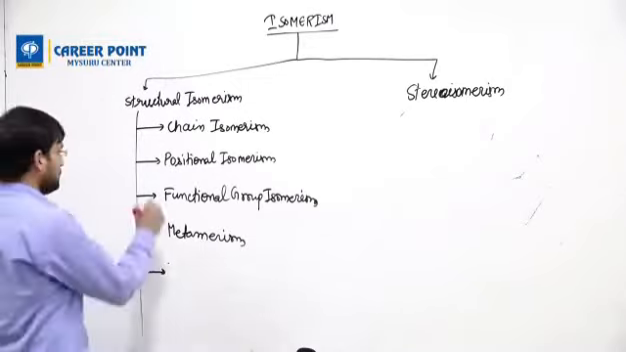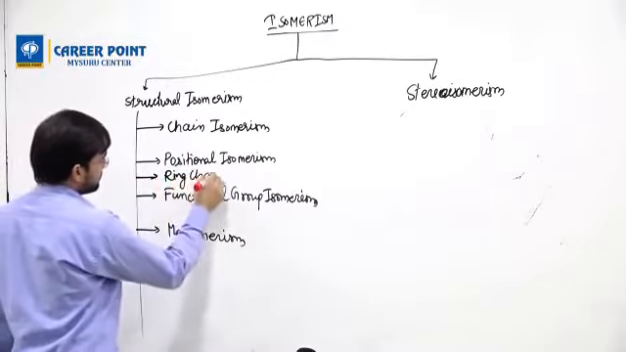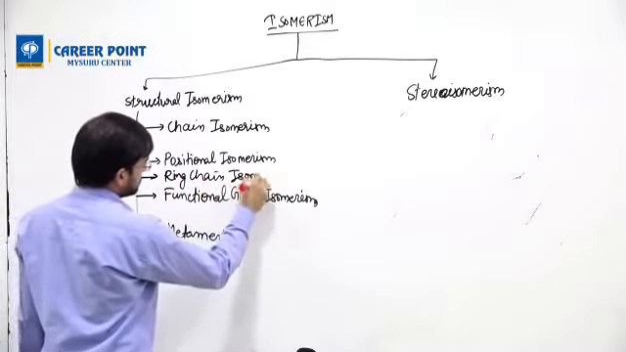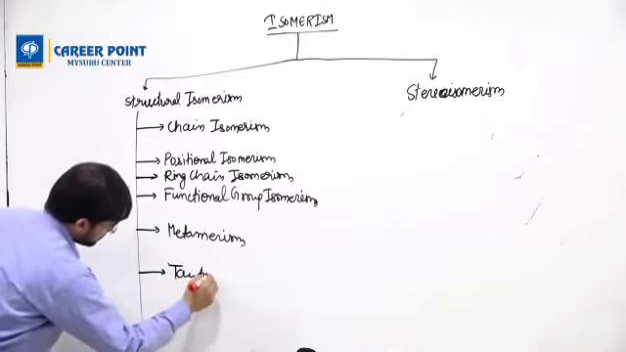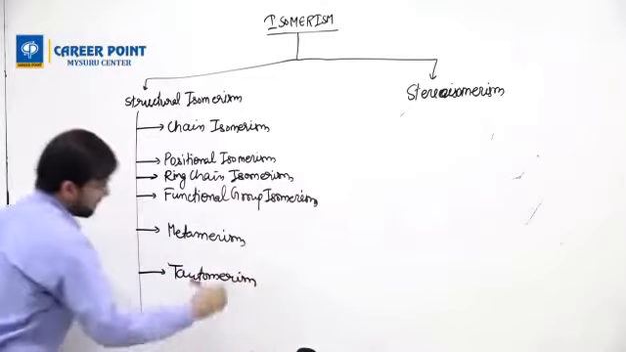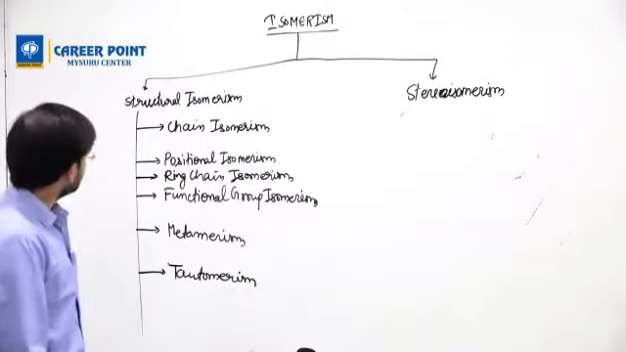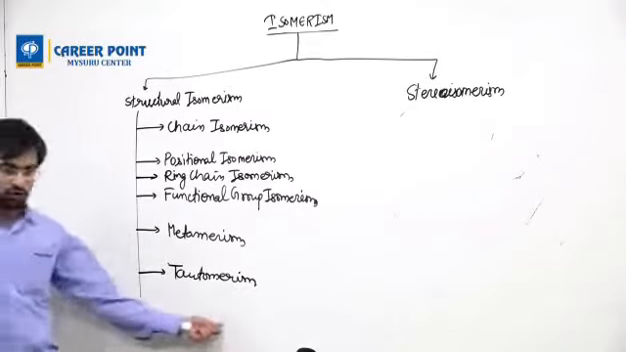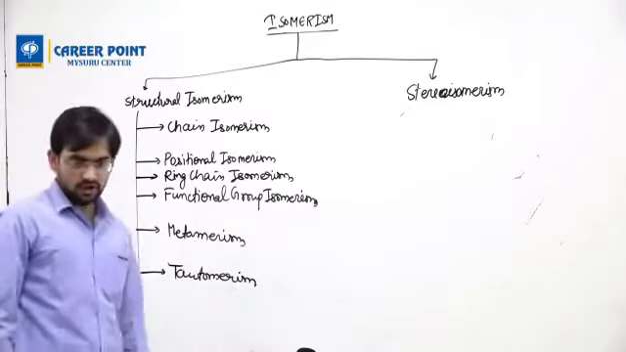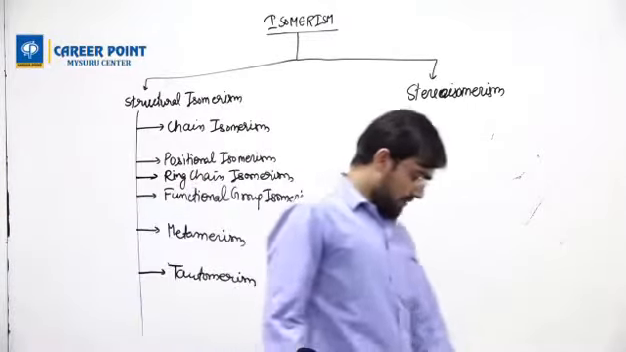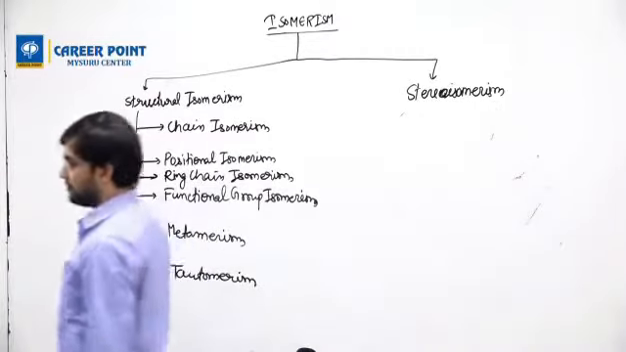One more I will write here: ring chain isomerism. And the last one is tautomerism. Anyone else I left in this classification? Should I write one more, or are we done with this classification? Do we have any more classification for structural? If yes, tell me. If no, tell me.